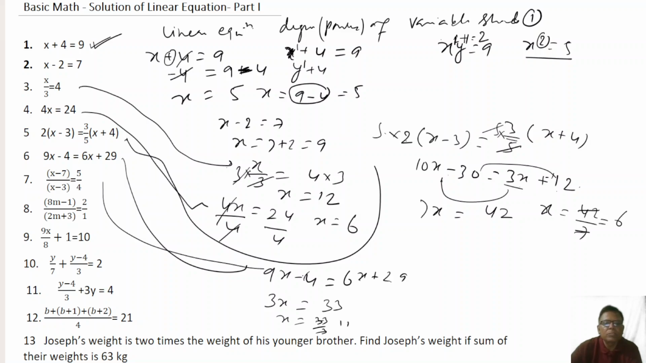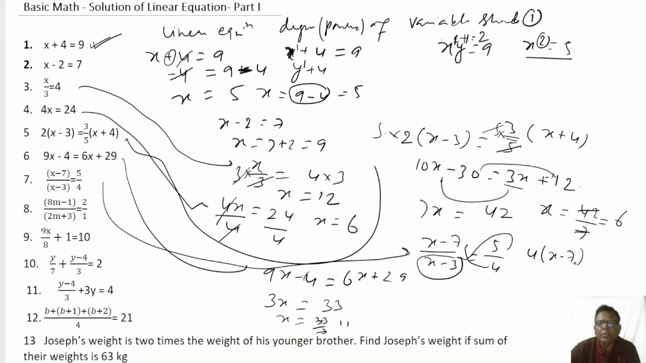Now come to question number 7. Question number 7 is x minus 7 divided by x minus 3 is equal to 5 by 4. So what you do, you can take this 4 here, and this 4 you can take here. Then it will be 4 into x minus 7 is equal to 5 into x minus 3. So 4x minus 28 is equal to 5x minus 15.